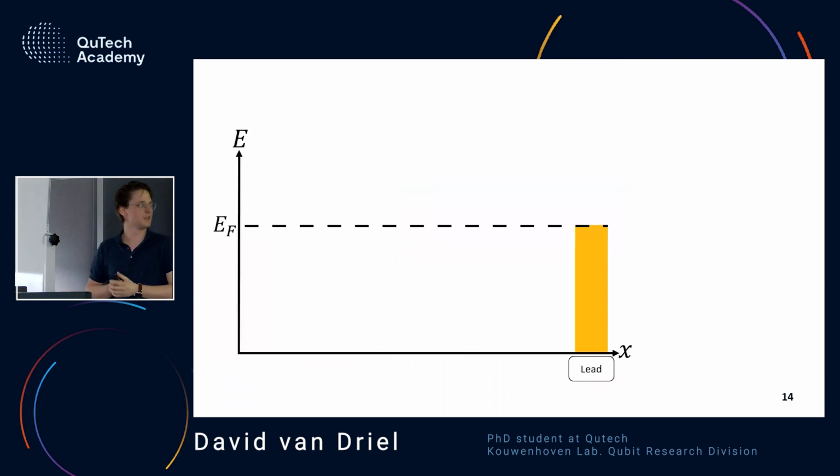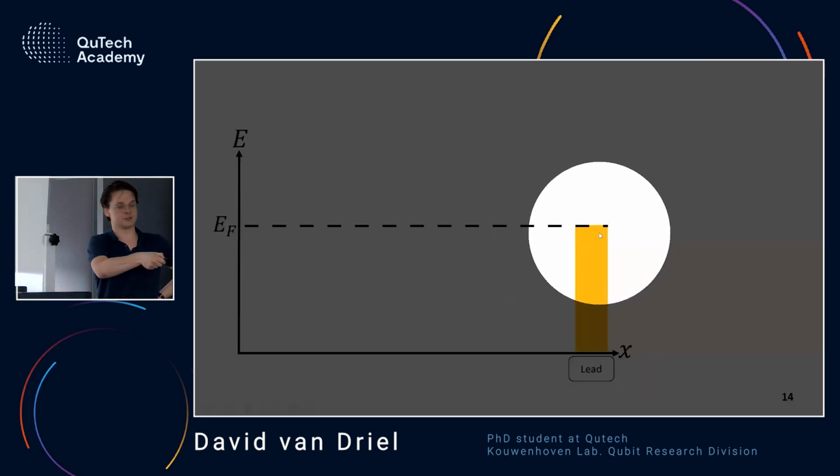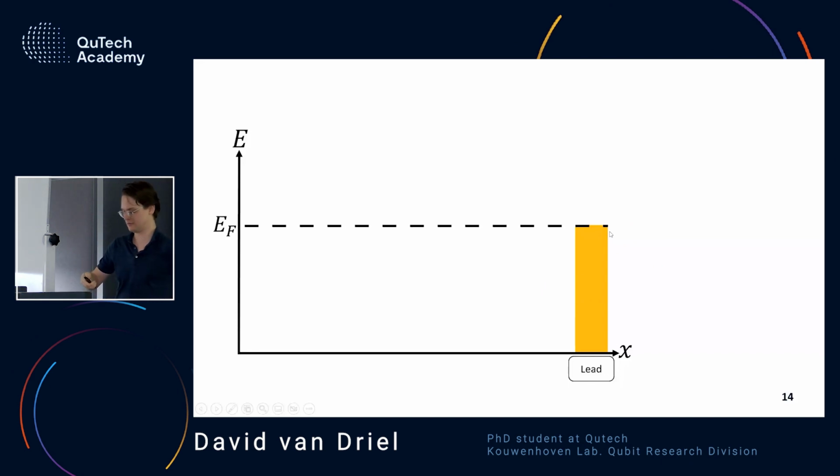Okay, let's build up the system we're going to do these experiments in. This is a type of diagram we use a lot in our group. So we have spatial position on the device on the x-axis and energy on the y-axis. We start with a lead all the way to the right, and the lead is grounded because its energy is just at the Fermi level.